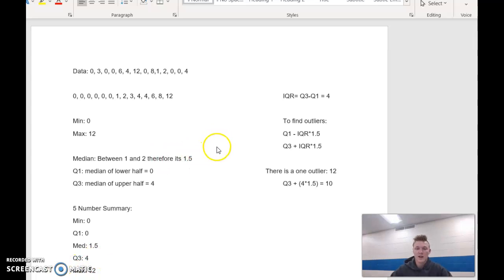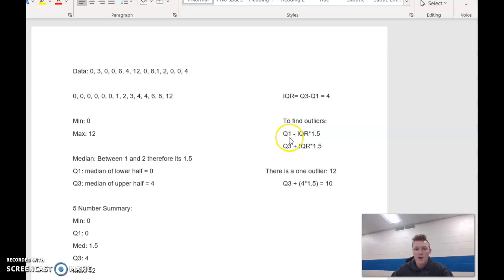So in the last question, they asked us to identify the IQR and any outliers. So I'll start with the IQR. The IQR, they asked us to basically find the difference between Q3 and Q1. So you just subtract those, which ended up being 4. 4 minus 0 is 4. To find any outliers, there's a simple equation that you can plug in to your Q1 and Q3 to help see if there's any outliers in the data set that they gave us.